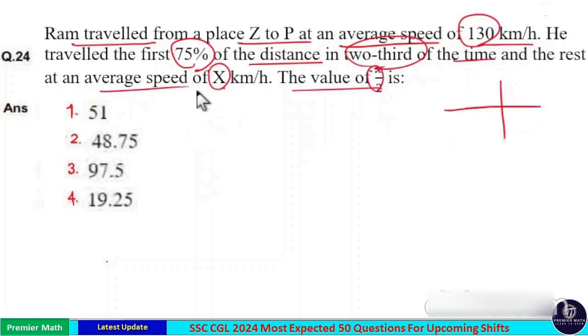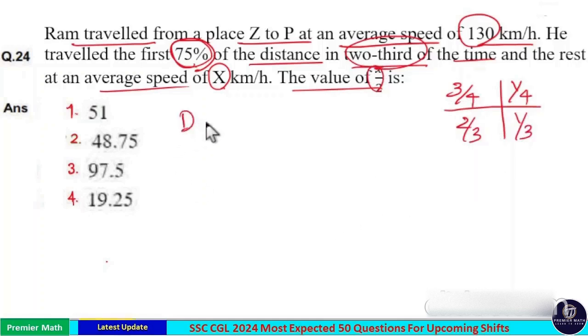Here you can see first 75% distance covered in 2/3 time. So 75% means 3/4 of the distance. So remaining distance is equal to 1/4. Now first distance covered in 2/3 time, so second distance covered in 1/3 time.